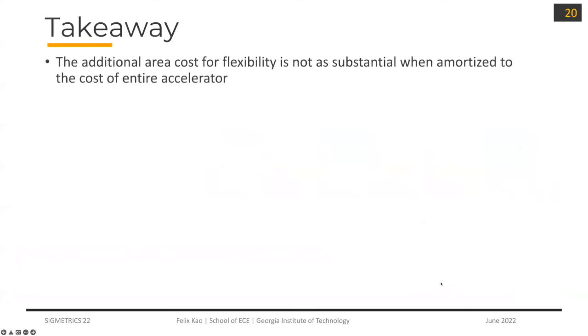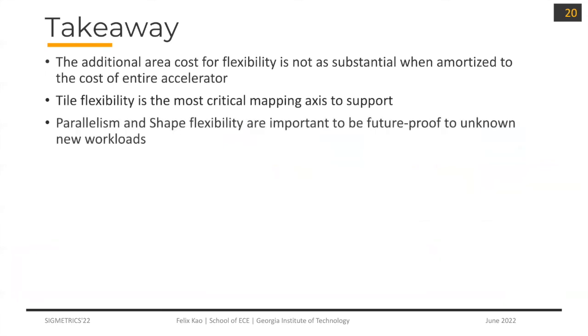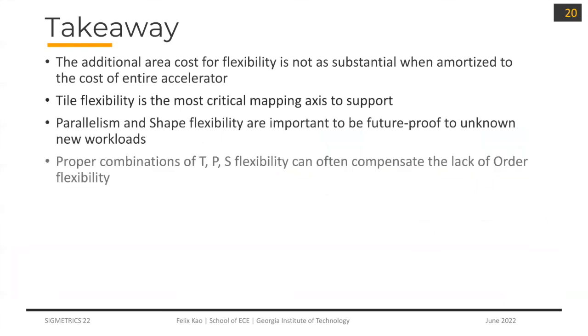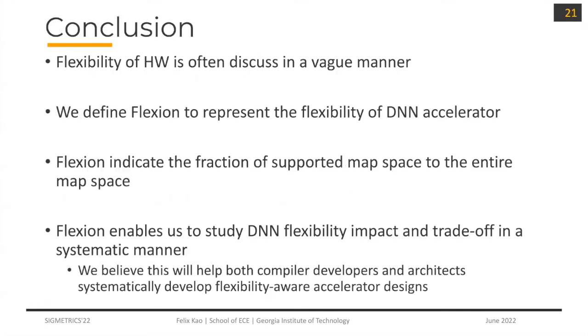Here are some takeaways. The additional area cost of flexibility is not as substantial when amortized to the cost of the entire accelerator. Tile flexibility is the most critical mapping axis to support. Parallelism and shape flexibility are important to be future-proof to unknown new workloads. A proper combination of TPS flexibility can often compensate for the lack of order flexibility. A partially flexible accelerator with lower area cost can often achieve competitive performance to fully flexible accelerators.